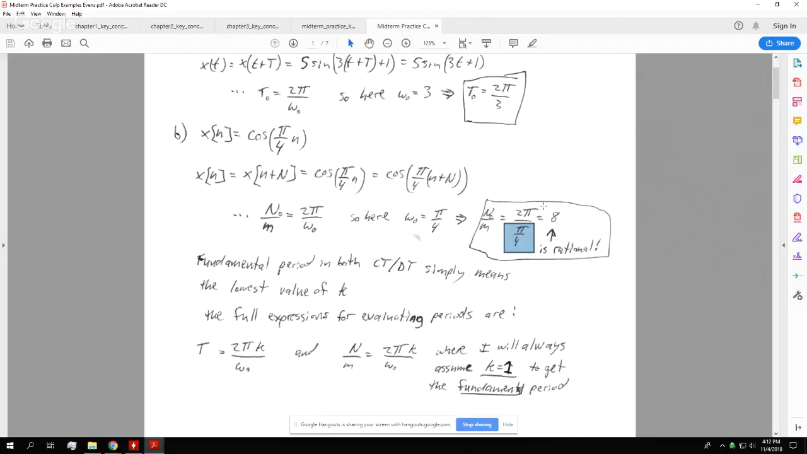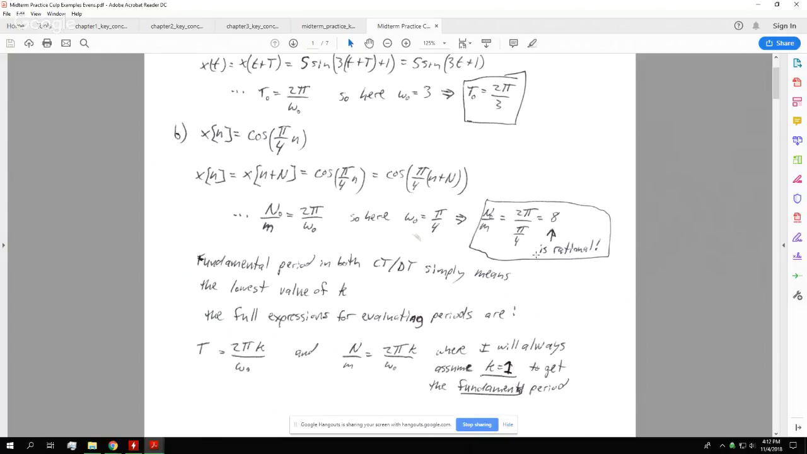And simplifying that becomes 8. And for discrete time, you can say that this signal is periodic if your period is rational. And that's straight from the textbook and straight from the chapter 1 key concept sheet. And the reason for this, it has to be rational, is due to a concept called aliasing, which you guys will learn later in the semester. I think in the 5th week or 4th week, something like that. But yes, it has to be rational.